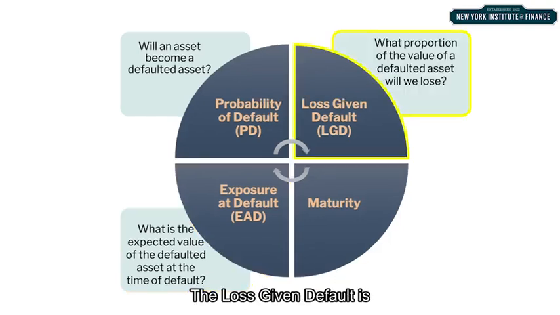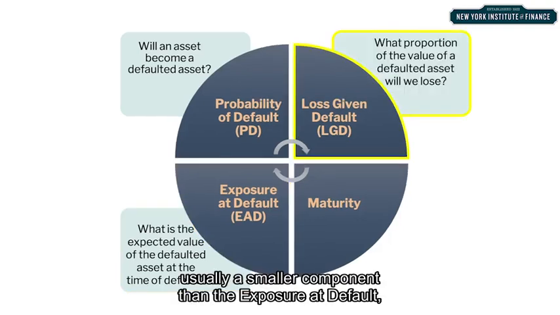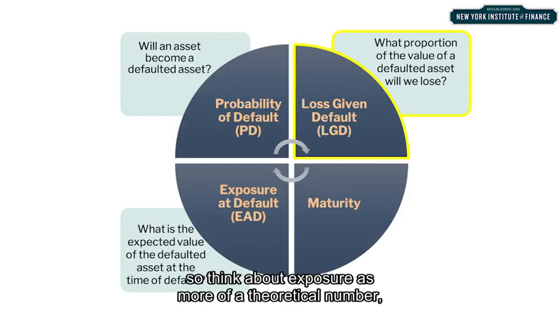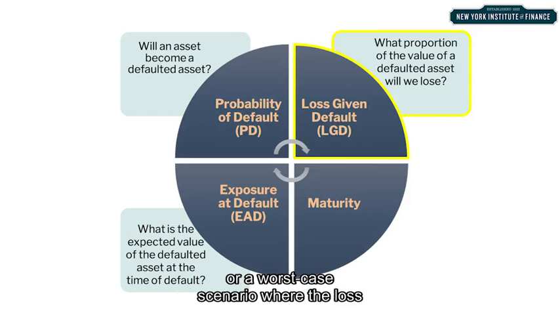The loss given default is usually a smaller component than the exposure at default, and this is the amount that the firm will lose in the event of default. So think about exposure as more of a theoretical number or a worst case scenario, where the loss given default is the amount the company actually will lose.